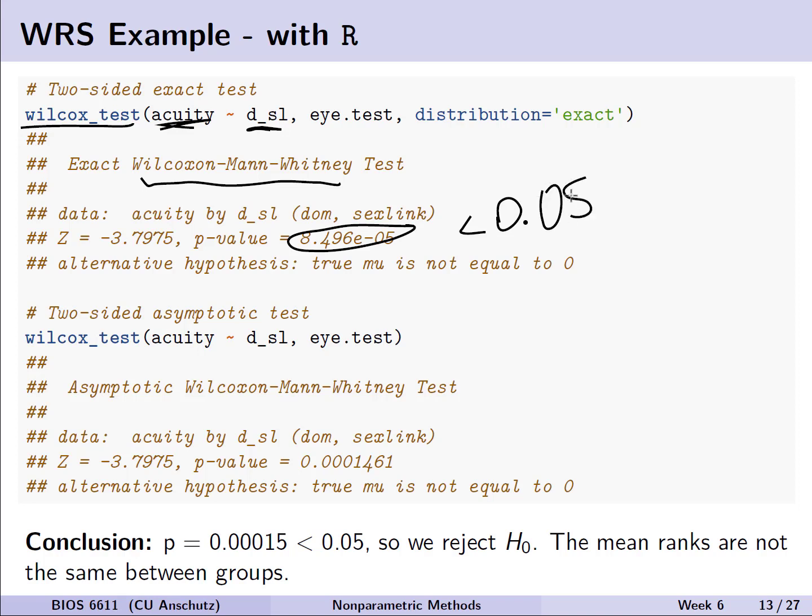Likewise, if we just implement the asymptotic test, we get a p-value that is equivalent to what we calculated by hand, just a little more precise to more decimal places, but essentially rounding to 0.00015, which also is less than 0.05. So our conclusion from the Wilcoxon rank sum test, strictly speaking, is that because the p-value is less than 0.05, we reject the null hypothesis. And because we did not evaluate if the distribution appeared the same between the two groups, we're only going to conclude that the mean ranks are not the same between the groups because that p-value is significant.